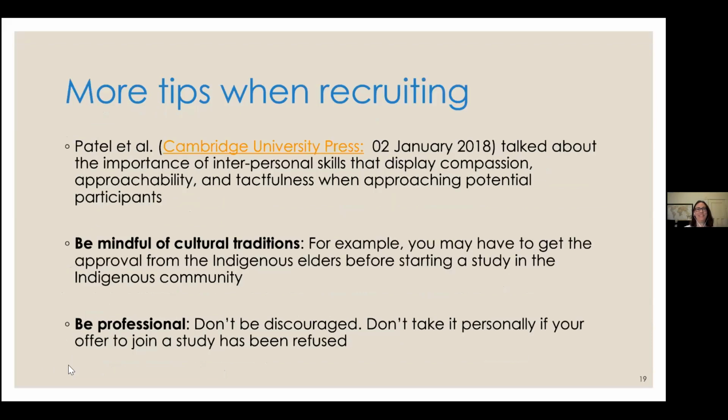Patel and colleagues talked about the importance of interpersonal skills and displaying compassion, approachability, and tactfulness when recruiting your potential participants. I think tactfulness is a very important one. So if you happen to be in that waiting room and someone has maybe received some difficult news, maybe they're a little bit tearful, perhaps they're not the participant to approach right now. In the case of children, if a child is having a tantrum or just not having a good day, maybe that isn't the time to go and recruit them either.